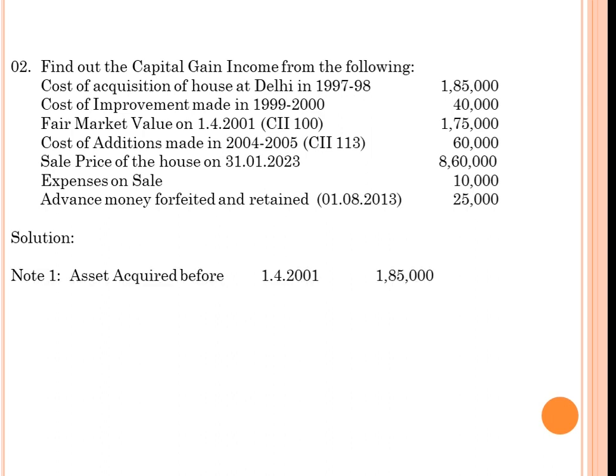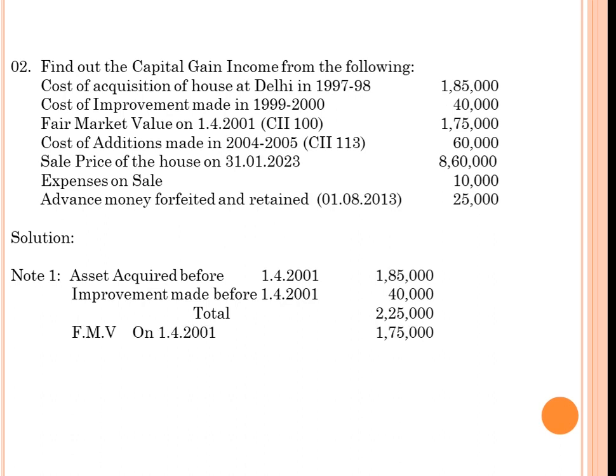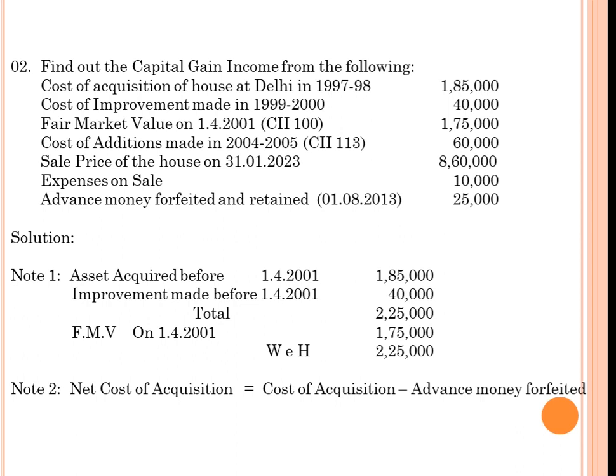Now see, Note 1: cost of acquisition. Asset acquired before 1/4/2001, how much? 1,85,000. Improvement made before 1/4/2001, 40,000. Total 2,25,000, and the fair market value on 1/4/2001 is 1,75,000. Whichever is higher, 2,25,000, is treated as the cost of acquisition. That is number 1. Go to working note number 2, the net cost of acquisition.